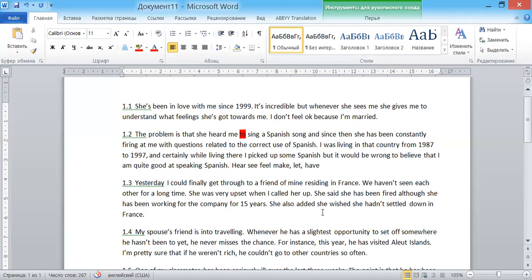She also added she wished she hadn't settled down in France. Yes, it's correct. We remember that after the I wish construction, we never use either present or future tense, okay? And we've got only two options to choose from, either the past simple tense or the past perfect tense, mainly. And because so we understand that she's sorry about doing something in the past. In other words, there is a reference to the past, and for that reason, we use the past perfect tense.